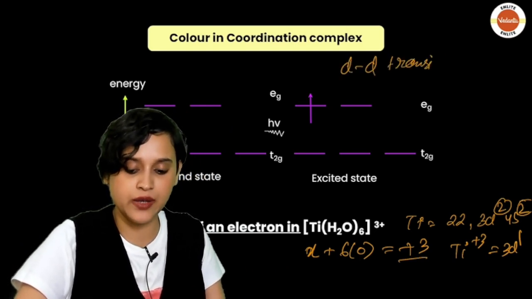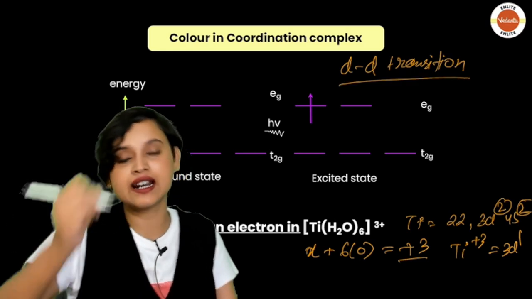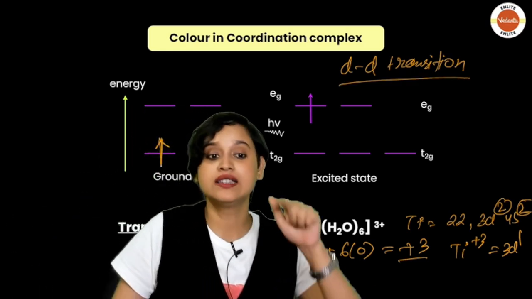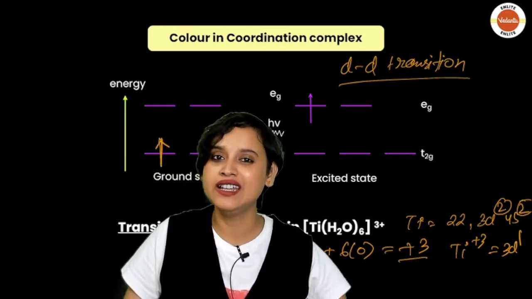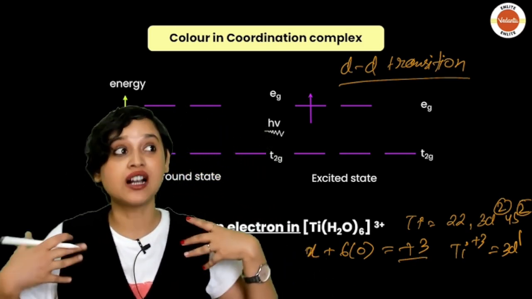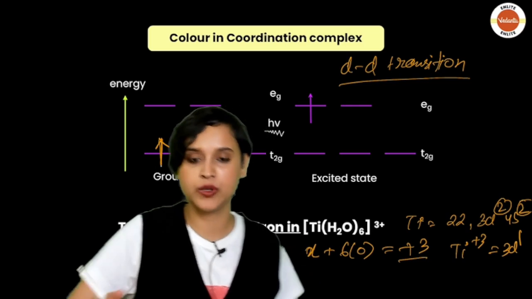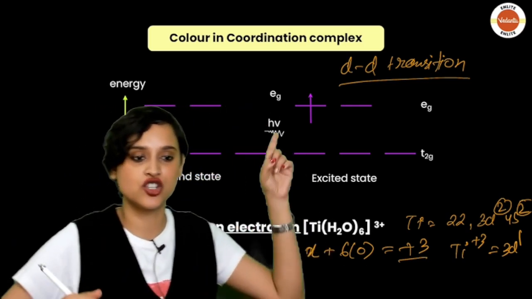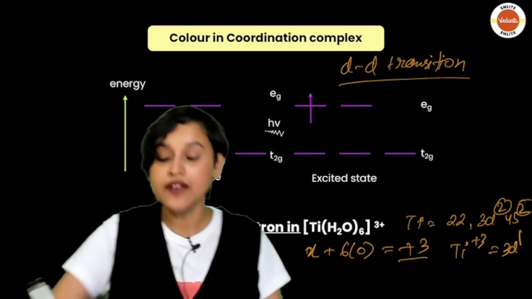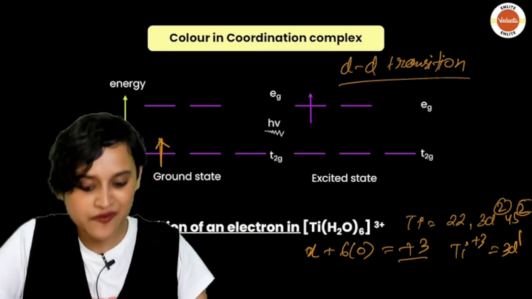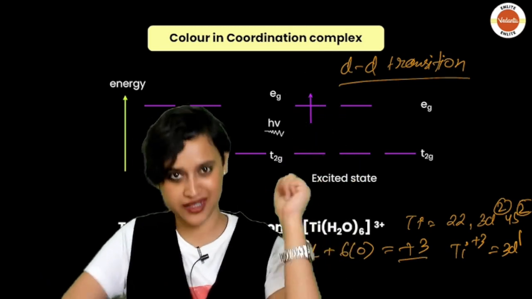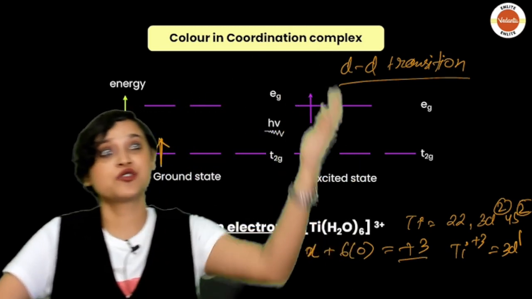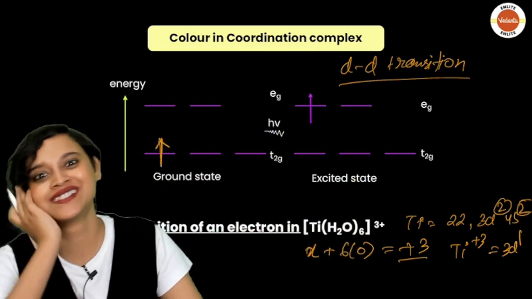So this is called d-d transition. What do we call it? We call it d-d transition. And because of this, the colored compounds are available in the world. We get to see the colors in the coordination compound because of this d-d transition. Got it? Now, if I heat this up, the H2O will evaporate. The moment the H2O evaporates, the color is also gone.